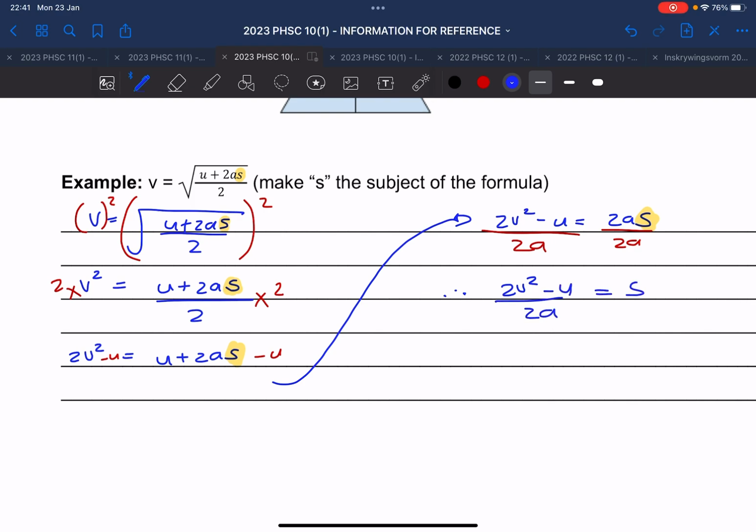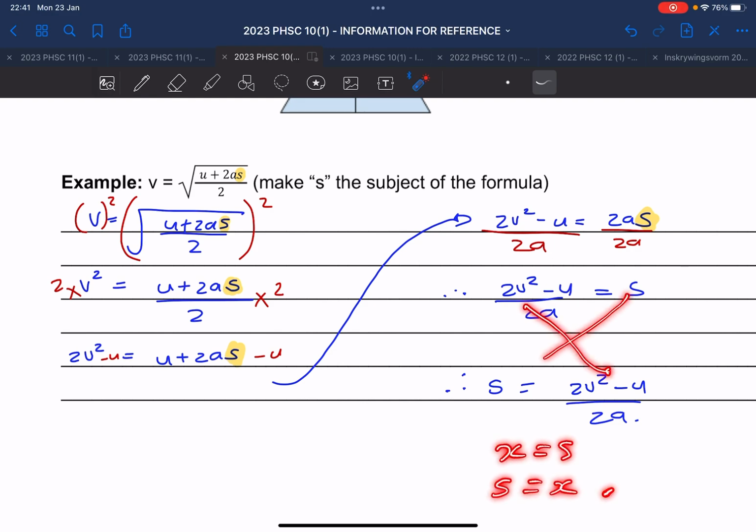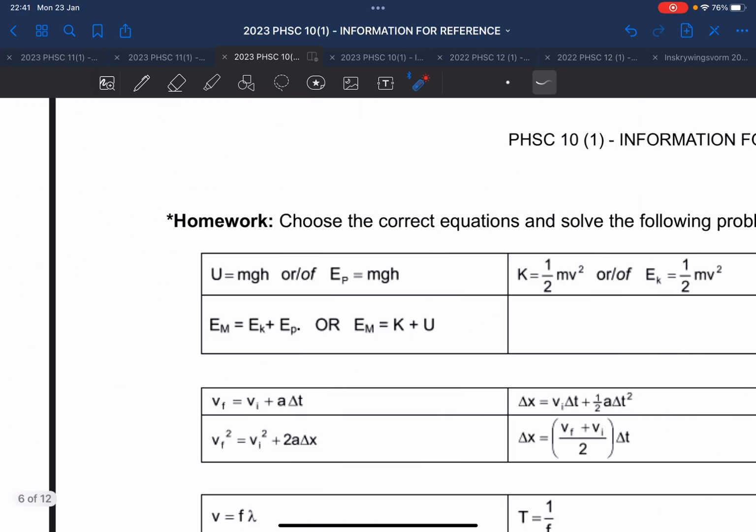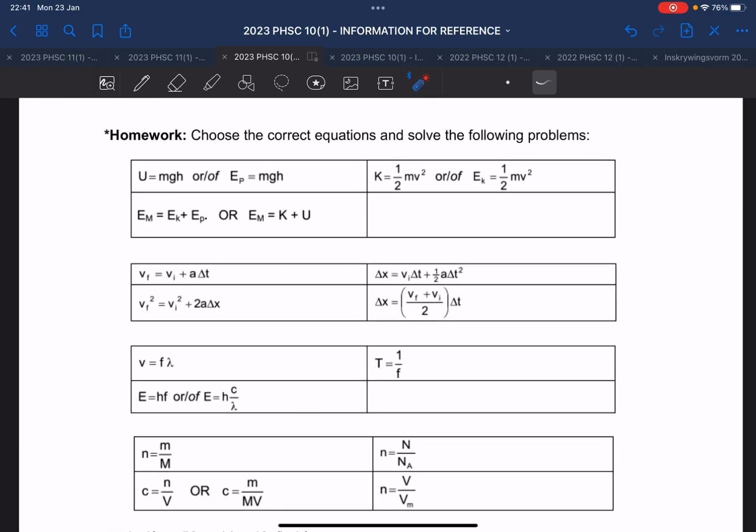What you'll see me do is immediately swap them around so that I get S is equal to 2V squared minus U over 2A, because it's just easier to read it that way around. To say X is equal to 5 and 5 is equal to X is the same thing. So that is why I can just swap it around.